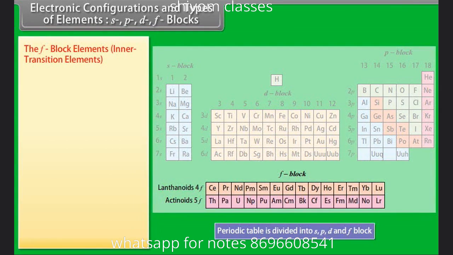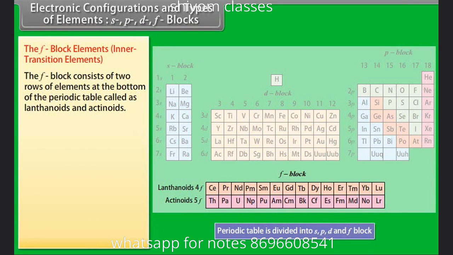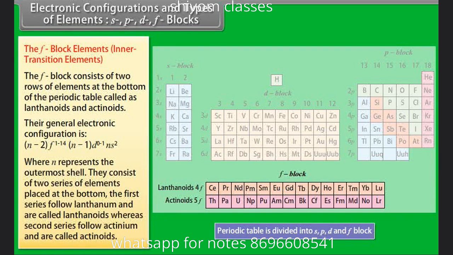The F block elements. Inner transition elements. The F block consists of 2 rows of elements at the bottom of the periodic table called lanthanoids and actinoids. Their general electronic configuration is (n-2)f1-14 (n-1)d0-1 ns2, where n represents the outermost shell. They consist of two series of elements placed at the bottom. The first series follows lanthanum and are called lanthanoids, whereas the second series follows actinium and are called actinoids.